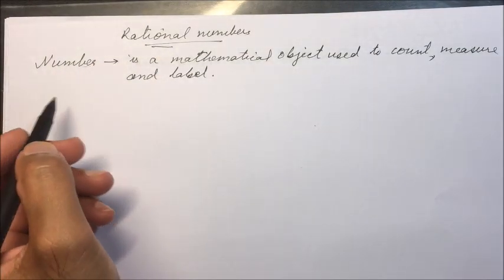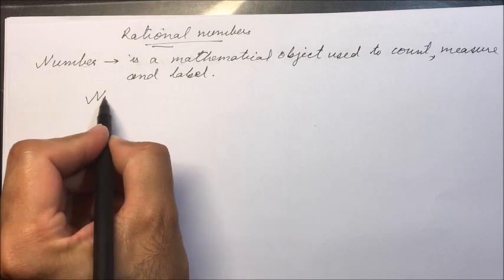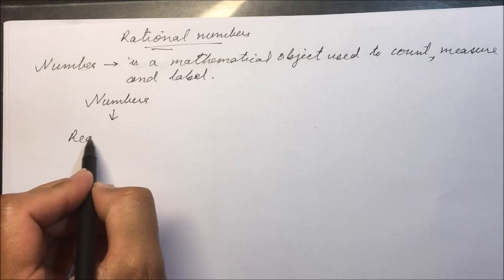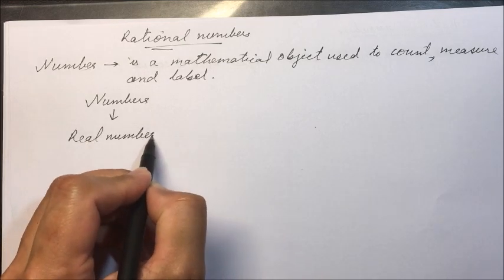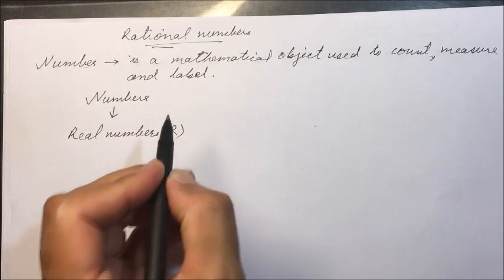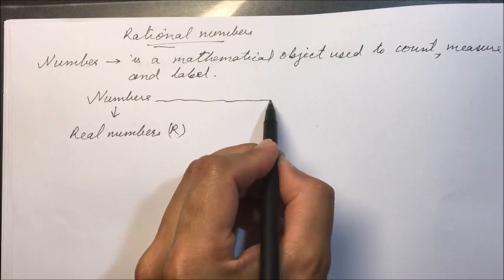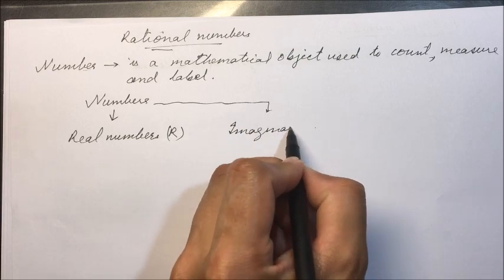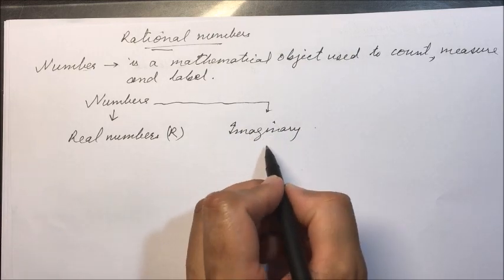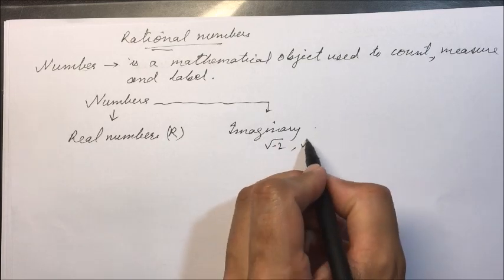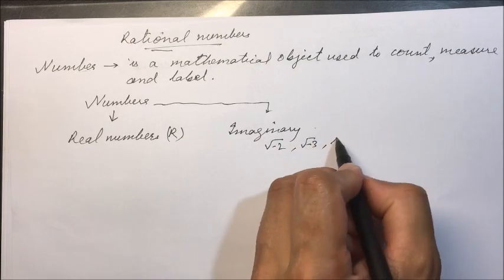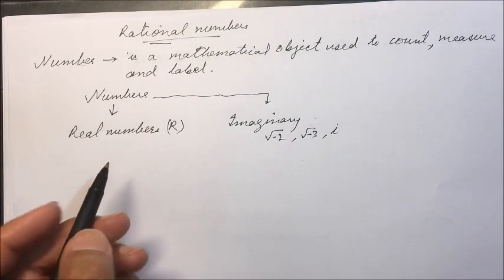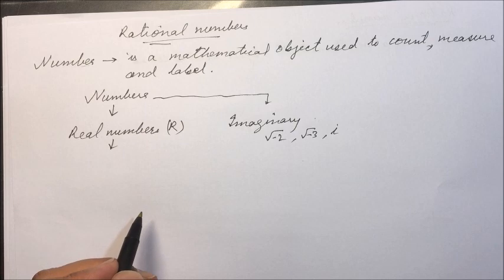And then numbers can be real numbers. We denote it with R. And numbers can be imaginary numbers. So real and imaginary. So for example, root of -2 is imaginary. Root of -3, they are imaginary numbers, which we denote with iota. These are imaginary numbers. Real numbers, how to define real numbers?